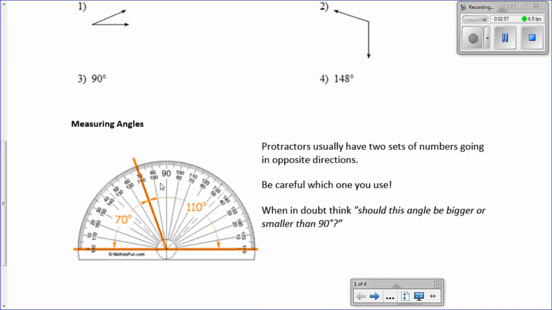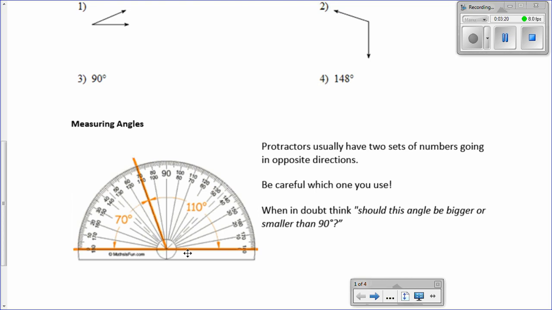Moving on, measuring angles. We will use a protractor. I don't think we're going to use a protractor today, probably tomorrow. I can't remember. You might need a protractor actually for these notes. That's okay, I have them in the room. A protractor basically looks like this. There are two sets of numbers going in opposite directions, and that's what you use to measure your angle.